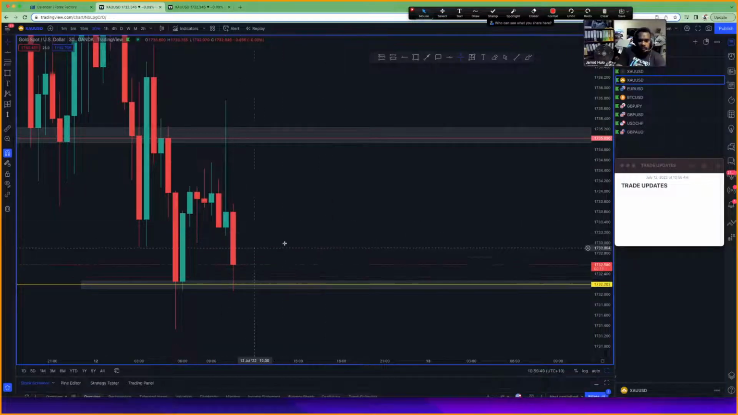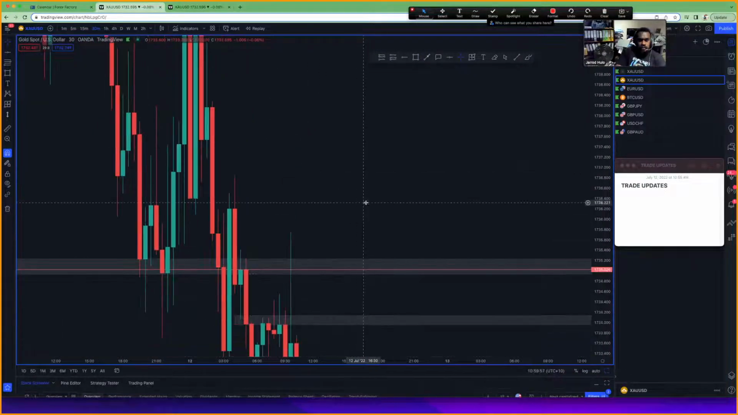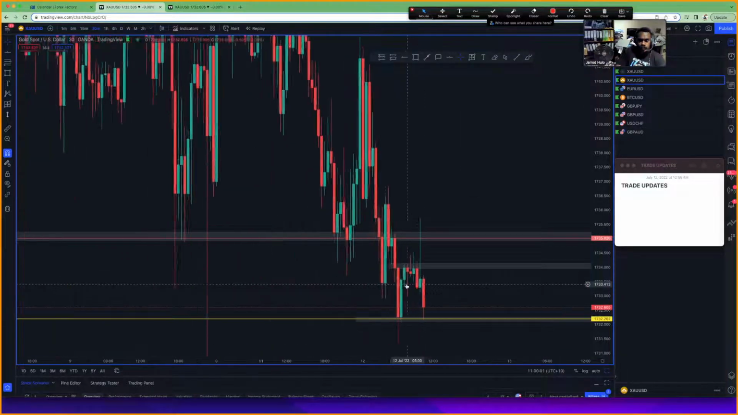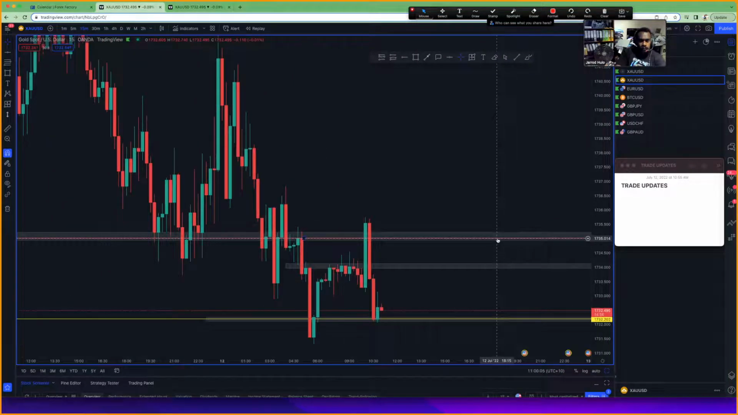I'm not too confident in taking a trade in this range. It's a pretty small range, so it's pretty choppy on the 30-minute time frame. Very, very choppy on the 30-minute time frame. Let's see what's happening on the 5-minute time frame.